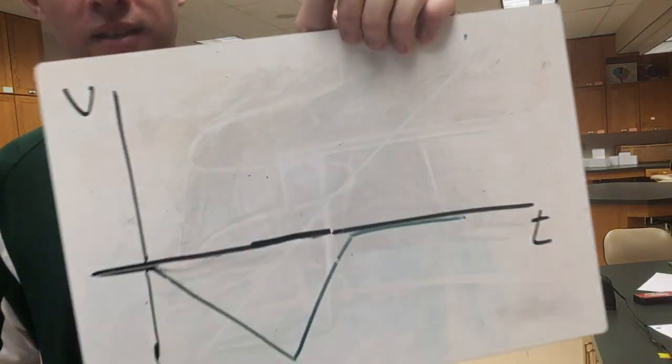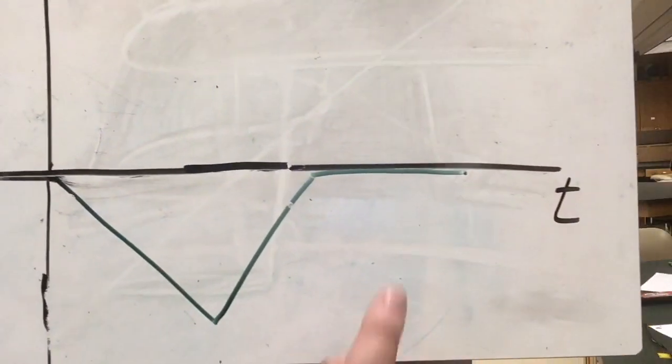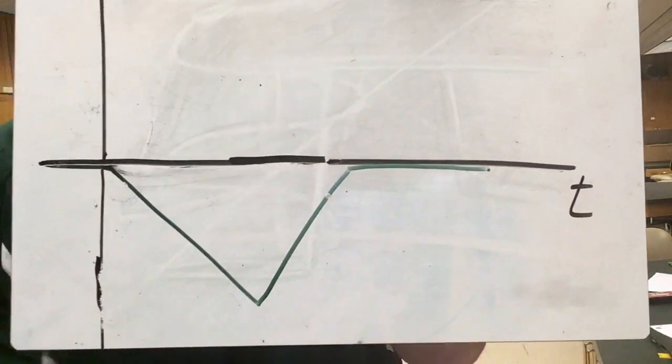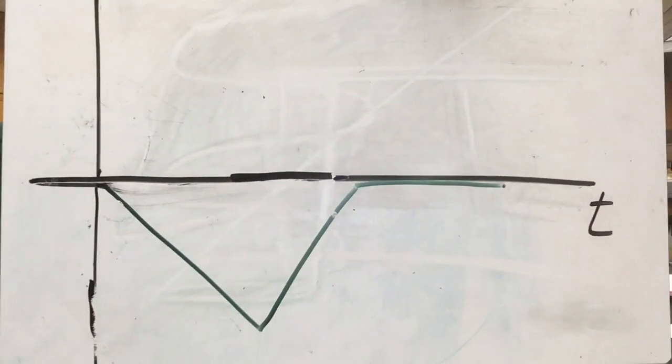So, let's see if we can make it. Oh, and then the last part, your velocity is 0. Yeah, see that little flat line there? I forgot to mention. Velocity is not changing and it's staying at 0, so you're staying still. Good.